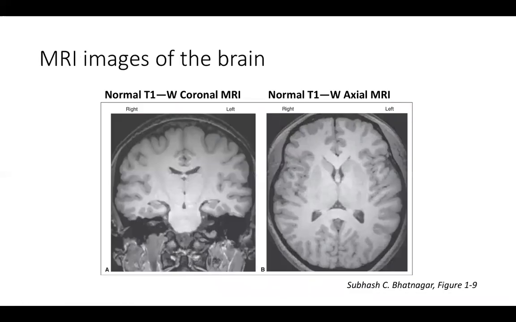These are another set of MRI images. I just wanted to help you get acquainted. This would be a coronal MRI. And here, again, similar to what we looked at before, this is also a horizontal section.